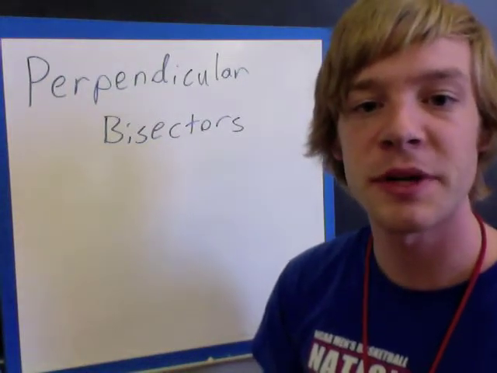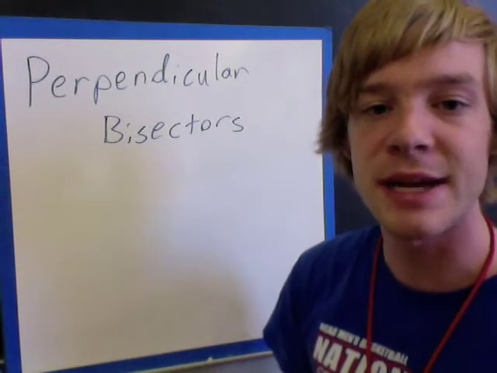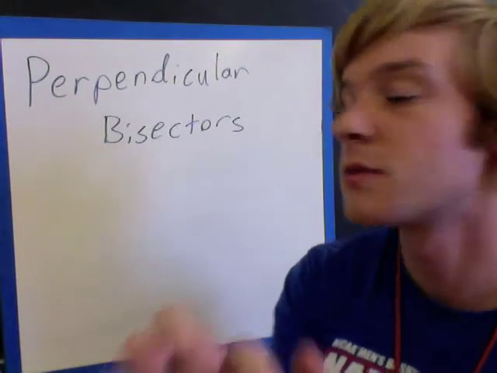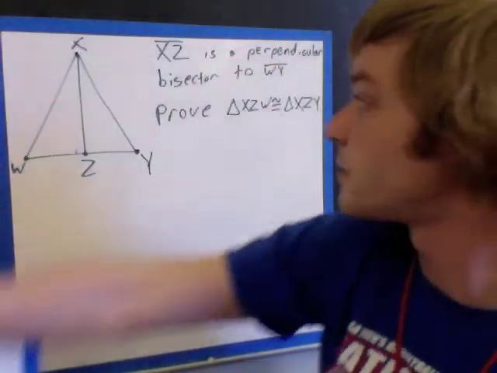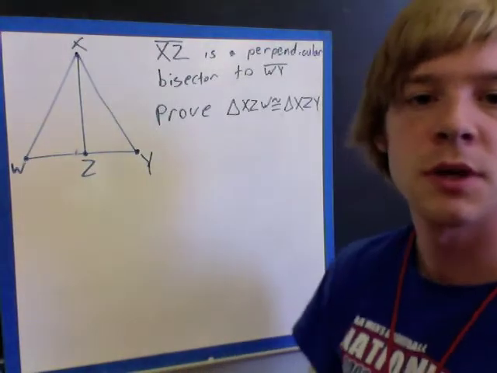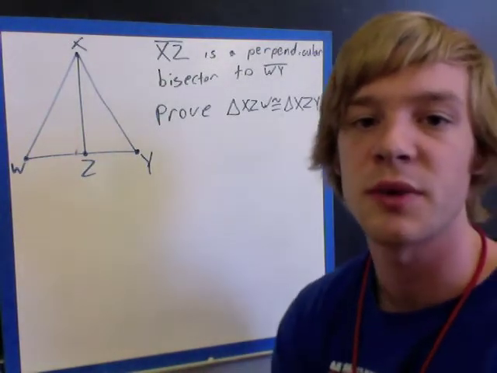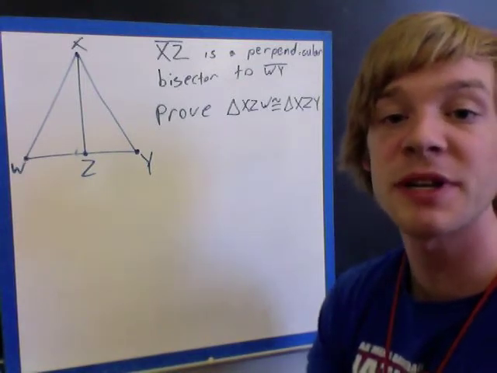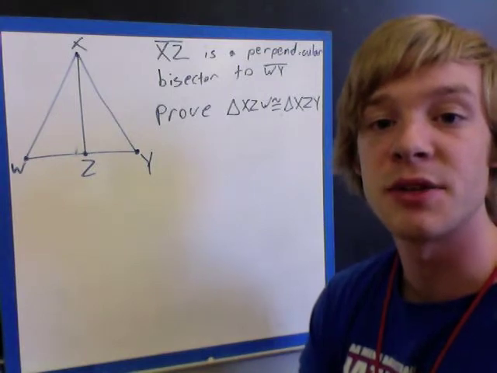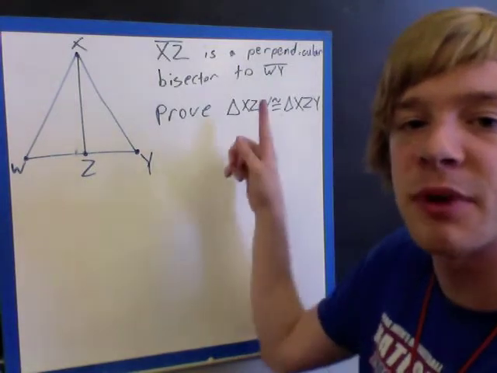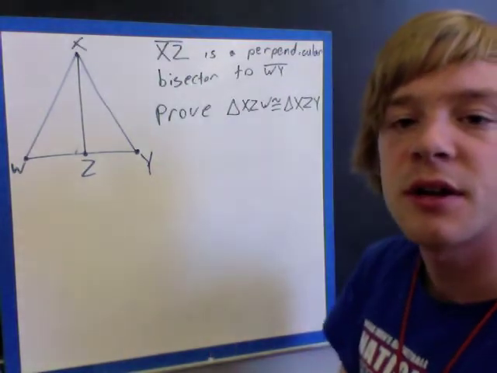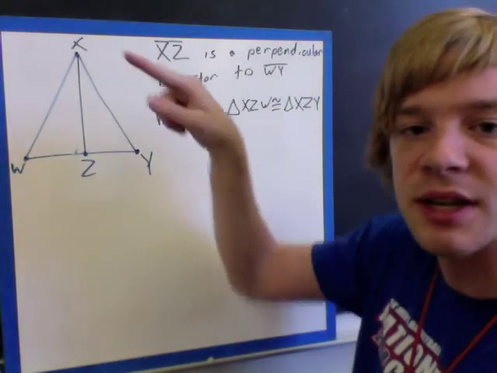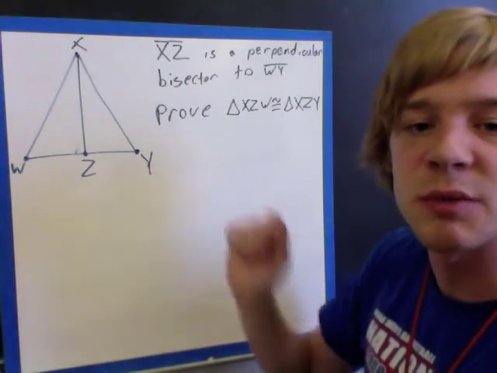Hello, we're going to talk about perpendicular bisectors, and I'm going to show you an example of how we work out a problem using our perpendicular bisector rule. So here we've got a triangle, and we see that it says that side XZ is a perpendicular bisector to side WY. Remember that little line above the two letters tells us that we're talking about sides. So we know that XZ, this side right here, is a perpendicular bisector to WY.